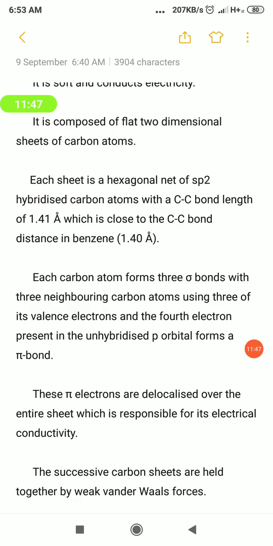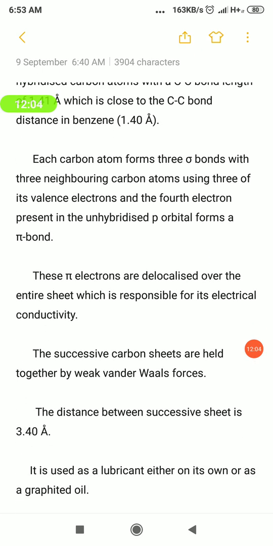And the fourth electron is present in the unhybridized p orbital, which is free. That one electron will form a pi bond. So the pi electrons are free; they are not involved in bonding. So this molecule possesses free pi electrons, so that graphite is able to conduct electricity. Because one electron is free, it can move freely, which is responsible for the conducting nature of graphite.